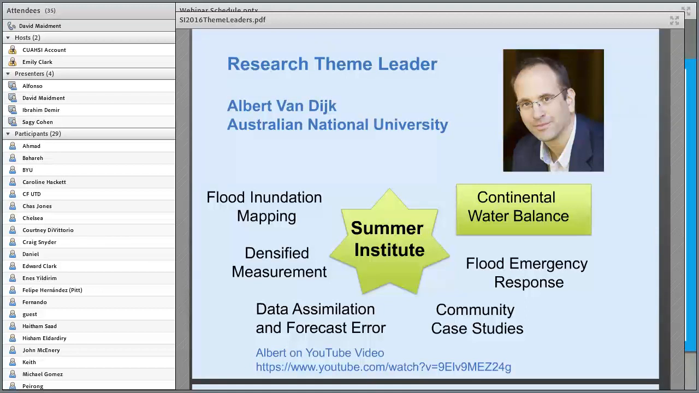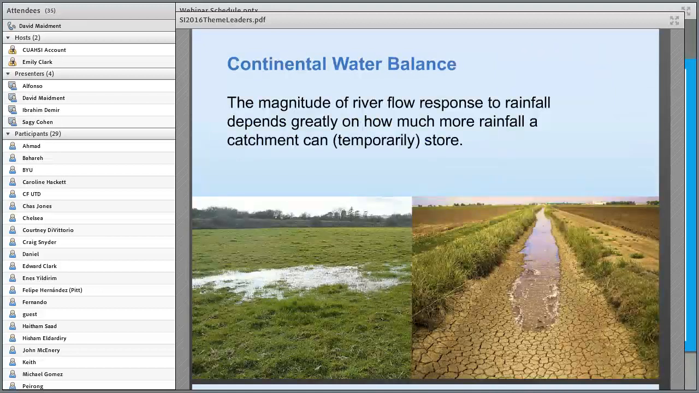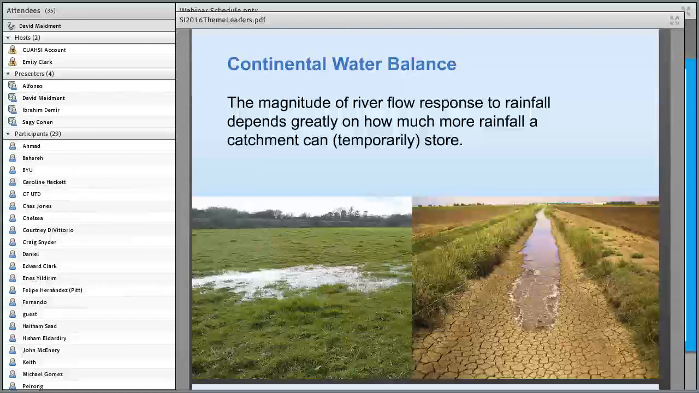And why this? Because in Australia, they've done a lot of work on Australian water resource information systems, and one of the things they've been studying is to what degree does river flow respond when rain happens. It depends a lot on whether you have the wet condition that you see on the left-hand side of this picture or the dry condition that you see on the right. If rain falls on the left side, you get lots of runoff, and if rain falls on the right side, you get much less.